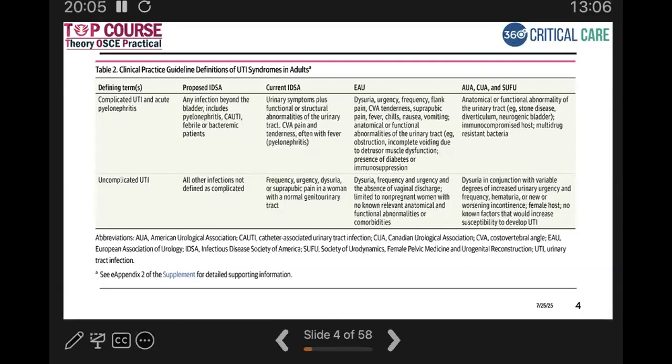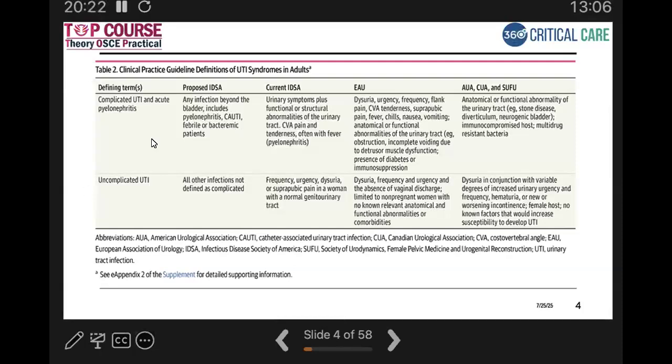And the additional point is uncomplicated UTI can happen in men also if they don't have any prostatitis, if they don't have any systemic symptoms. These are the two major changes with respect to definitions and the involvement of the men into the uncomplicated UTI.